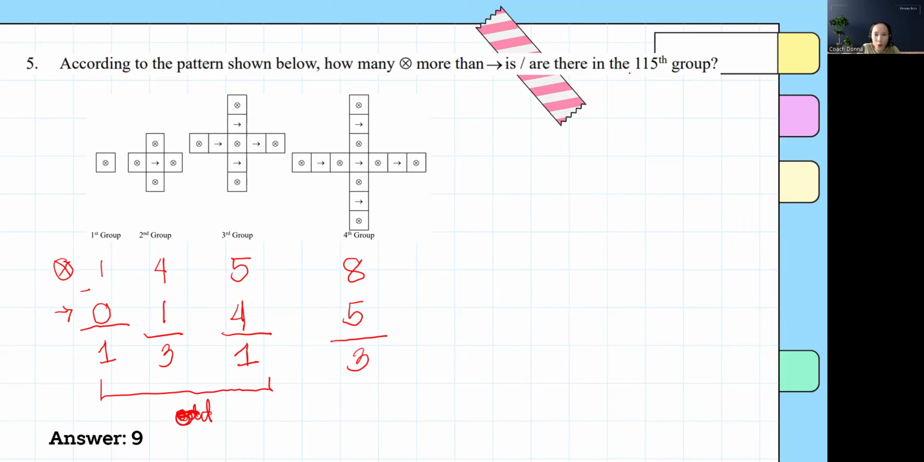But what are we looking for? We're looking for the 115th group. How many more crosses than arrows in the 115th group? 115 is odd because it ends in 5. Therefore, in an odd group, we will only have an answer of 1. Let me change this one. Sorry for this typo. This is supposed to be 1. Okay, that's it. Our answer is 1.